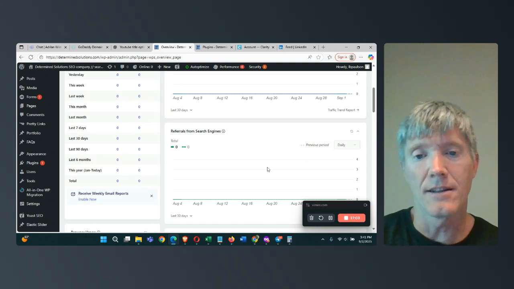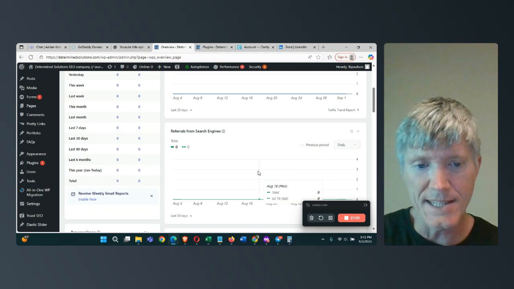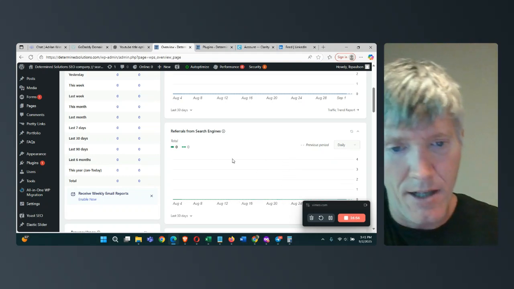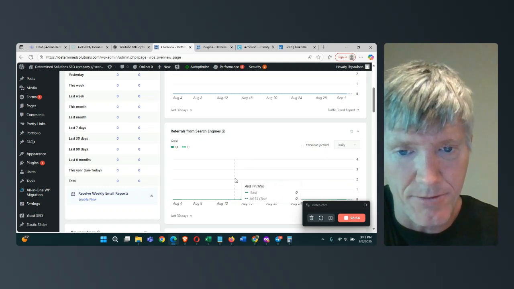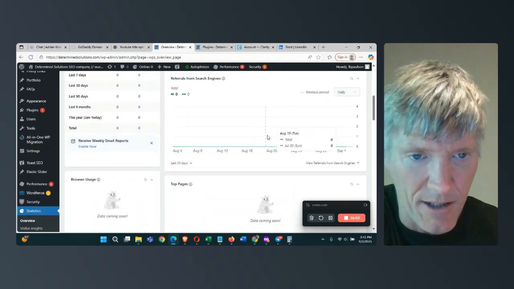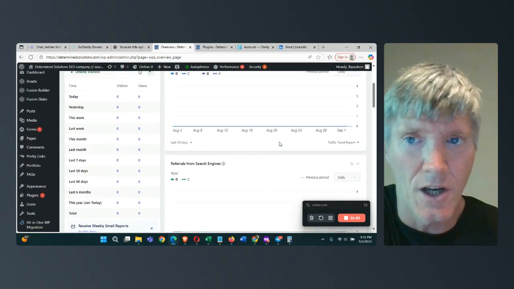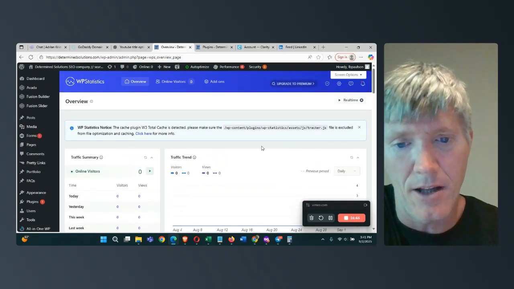This plugin is how I found out on one of my sites, my water sports website, that I was getting traffic from ChatGPT. One day I looked down and I was like, wait, what? ChatGPT? So it's a decent plugin.